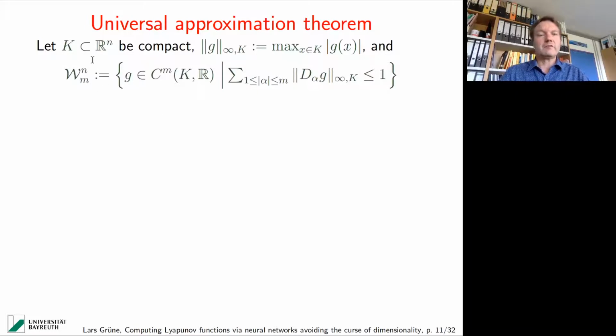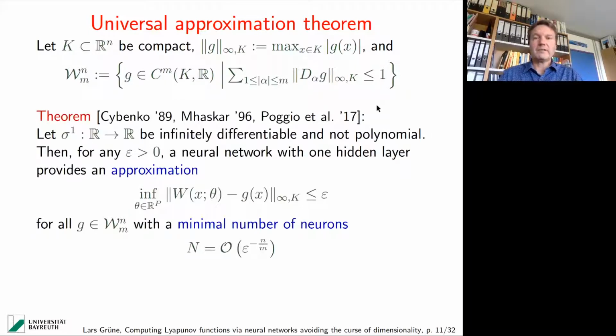And then we can define this space of functions where the sum over this infinity norm on K over all derivatives up to order m are bounded by 1. And alpha here is the usual multi-index for the higher derivatives. And then there's a theorem which goes back to several people, and this is the one that I got from this paper by Pocho et al., which I will cite in a little more detail later.